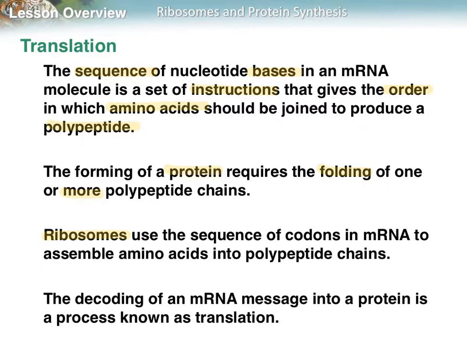The ribosomes use the sequence of codons in mRNA to assemble those amino acids. This decoding of an mRNA message into a protein is known as translation. It's almost as if we are translating from one language, the mRNA, to another language, the protein.